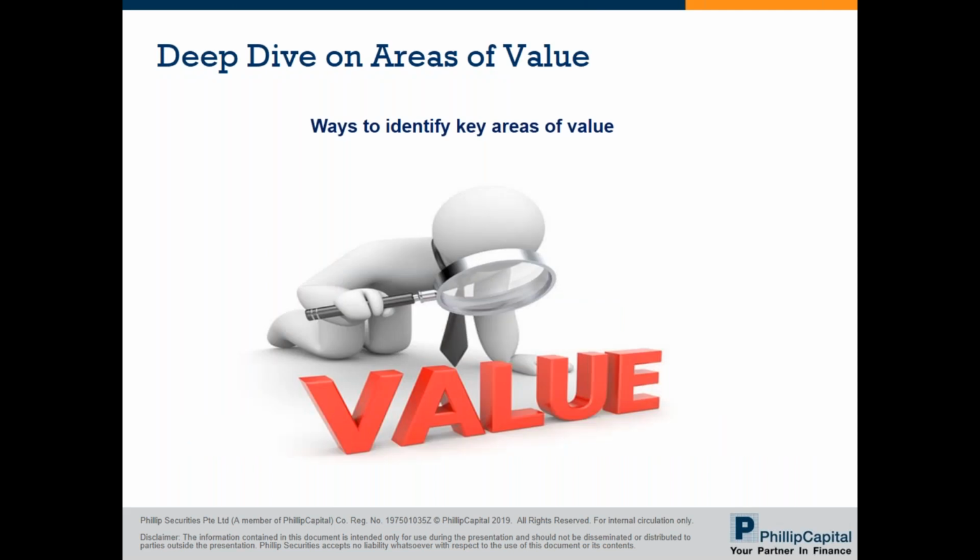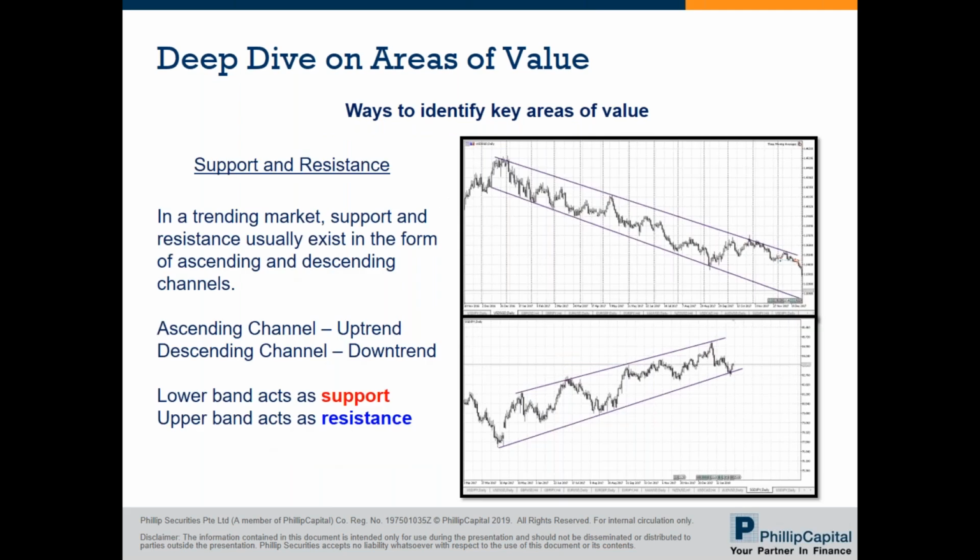The next thing you want to deep dive into is finding key areas of value. So this is your support and resistance. There are so many ways of identifying support and resistance. We will be able to cover a handful of them, 4 key ways to do that. To identify support and resistance, you can use a channel. Basically connect three lower points for an uptrend, higher points for a downtrend, and draw the same line on the other side.